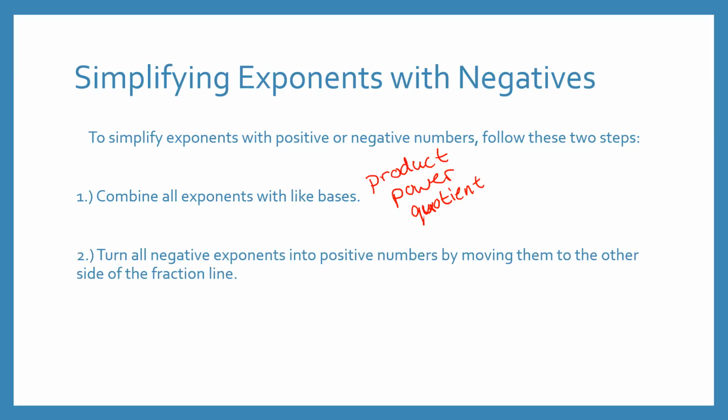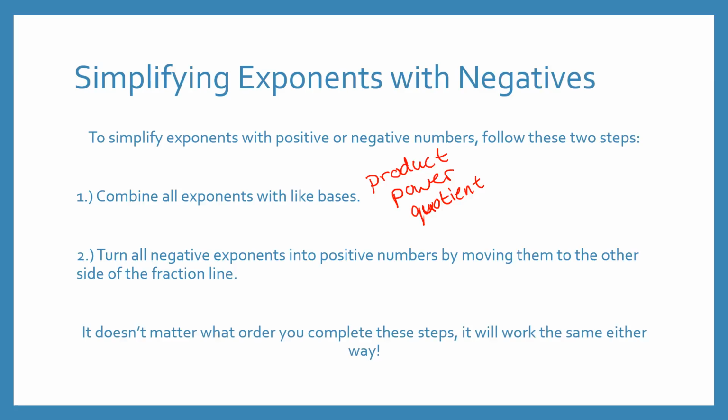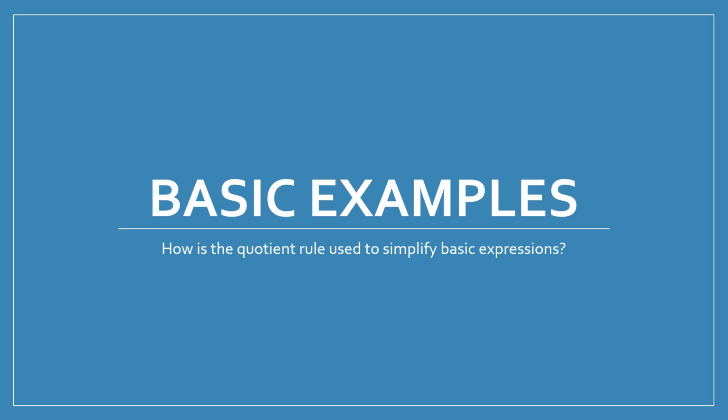Then your last step is to turn all those negative exponents into positive exponents by moving them to the other side of the fraction line. And then if you need to do some more combining, you also need to do that. Really, it doesn't matter what order you complete these steps, it all works the same either way. By trying to combine everything with like bases first, though, you might save yourself some time. So let's look at some basic, easy examples.